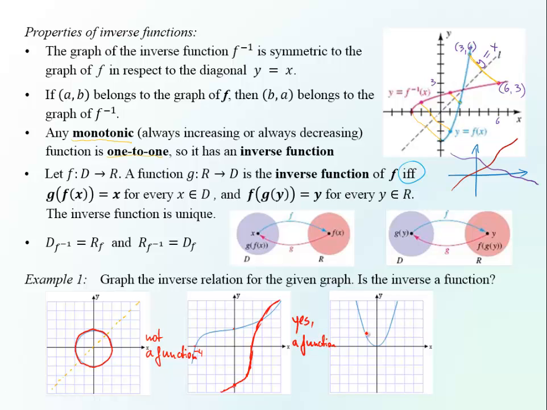And the last example, this is a parabola. We can flip it over the diagonal. Here's our diagonal. So the 0, 0 will be the same. The 1, 1 will be the same. But the 2, 4 becomes 4, 2. So this point is here. And also -2, 4 becomes 4, -2. So if you connect all these points, the graph will look like that.